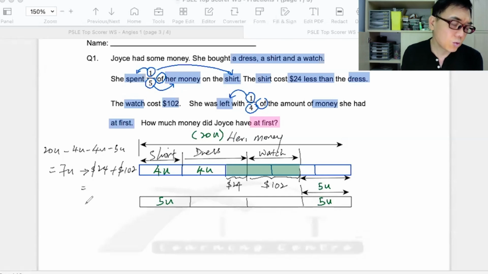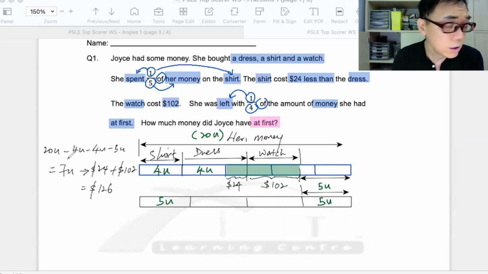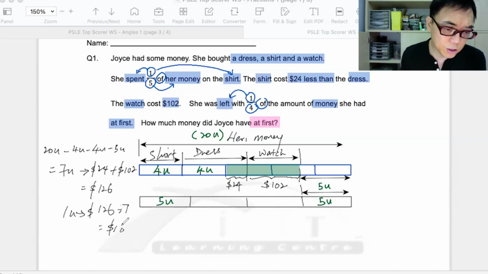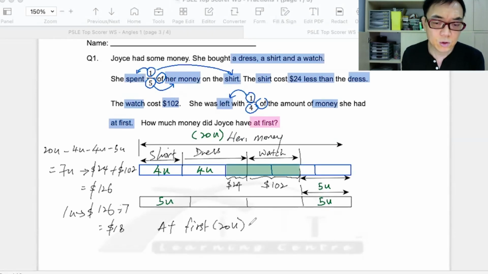Now, if this was in an exam and you find that the number that you get here is not divisible by 7, the chances are you are already wrong. Okay? So if you take 126 divided by 7, you will get a nice round number 18, right? Very good. So this will give you $18 per unit. And the question is, Joyce at first has a total of how many units? So what I want to do now is take 20 times $18, and my answer is $360.